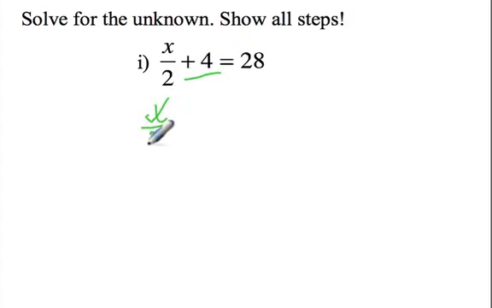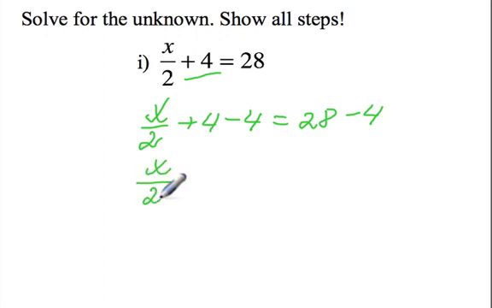X divided by 2 plus 4, the opposite operation is subtraction, so we will subtract 4. Since we did it on the left, we will do it on the right side as well. 4 take away 4 is 0, which leaves x divided by 2 on the left side. 28 take away 4 is 24.